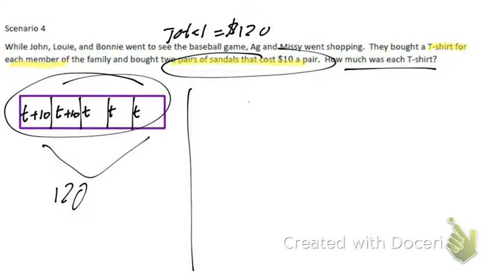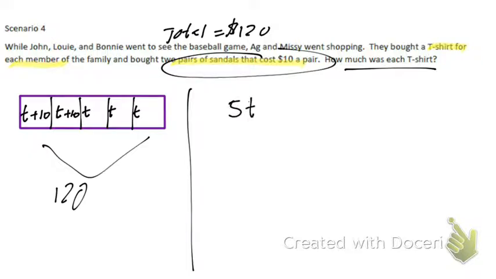What did they buy? They bought 5 t-shirts, right? So why don't we just go ahead and put 5T. And then they bought 2 sandals that cost $10 each, which was $20 total because it's 2 sandals. So this is actually your equation here, like that.